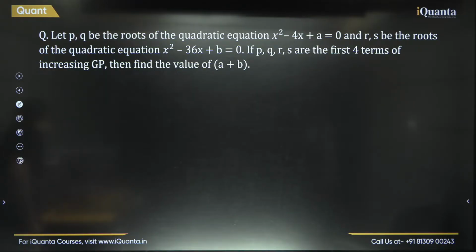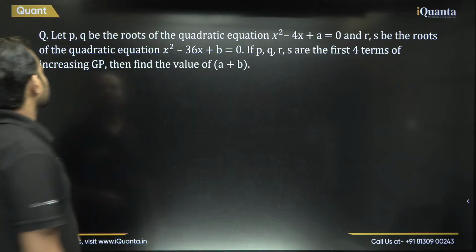K is the common ratio. Yes, you can take anything as common ratio. You can take anything as common ratios here. 246 is absolutely the correct answer.